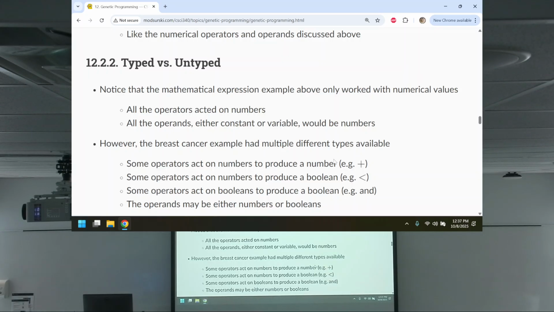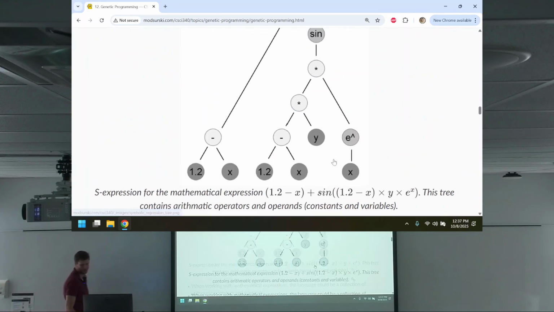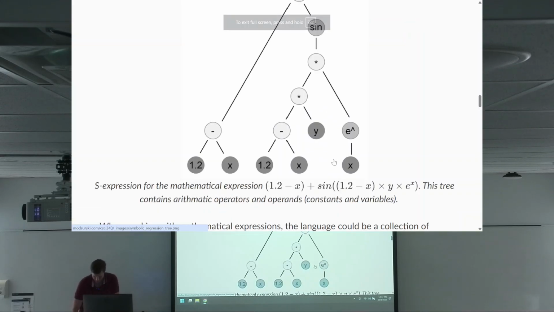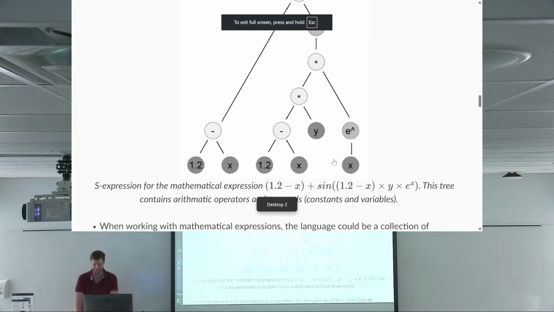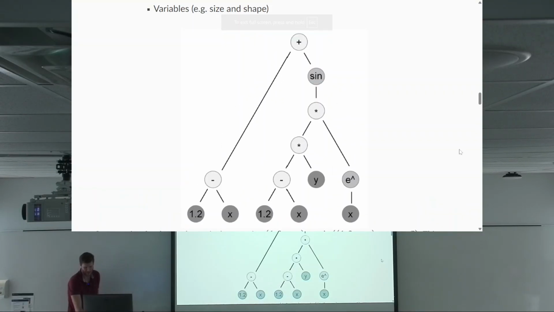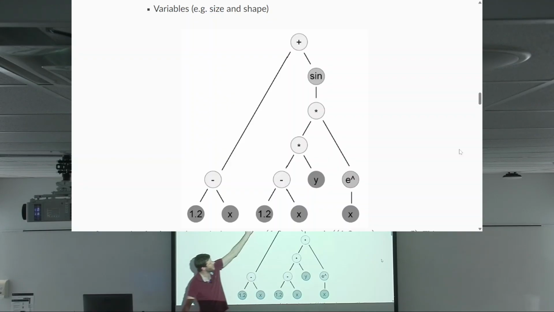So the mathematical expression above is nice and straightforward in the sense that at any point in this tree, we have a number. I have a literal number here. I have a variable that will be a number. I do subtraction on it, that's a number. Add, it's a number. Everything in here is a number or will result in a number by applying the operator. So there's no issue there.